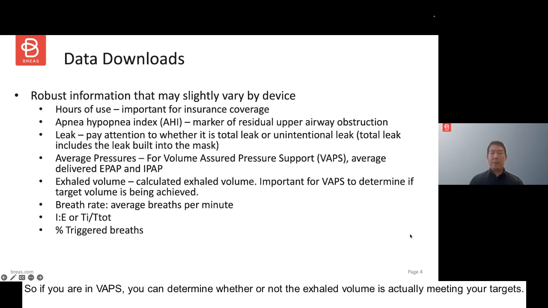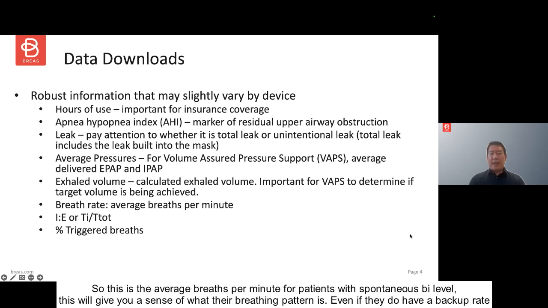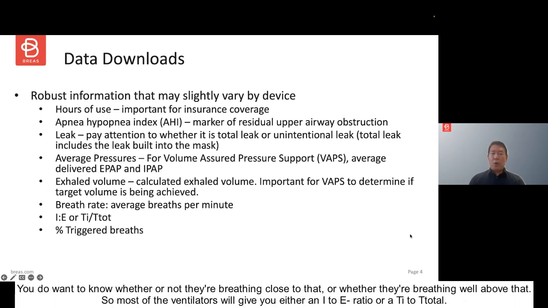So if you are in VAPS, you can determine whether or not the exhaled volume is actually meeting your targets. Whereas if you're in a fixed bilevel mode, you at least know what type of tidal volume delivery you're achieving on those settings. The data will also give you the breath rate, the average breaths per minute. For patients with spontaneous bilevel, this will give you a sense of what their breathing pattern is. Even if they do have a backup rate, you want to know whether they're breathing close to that or well above that.